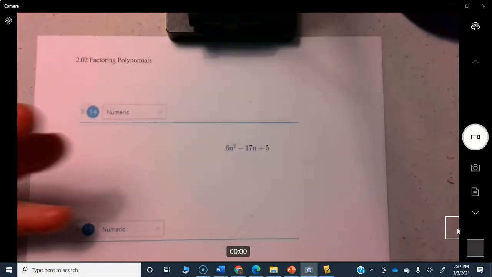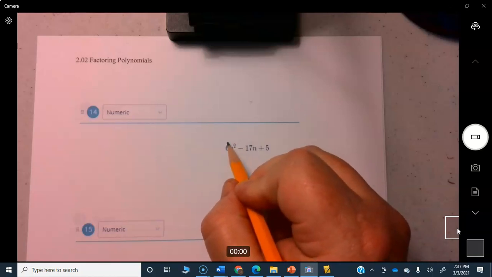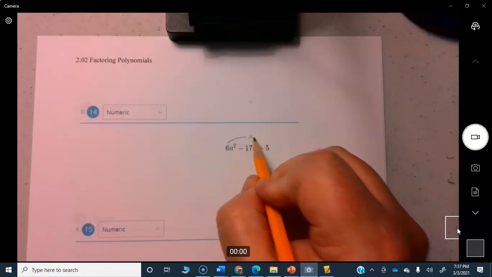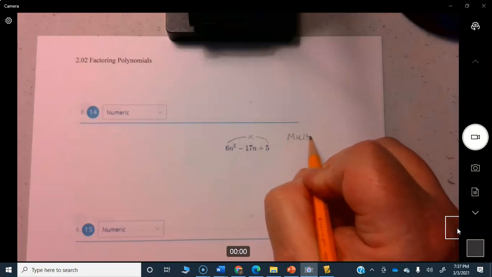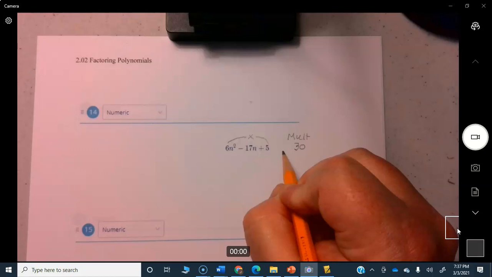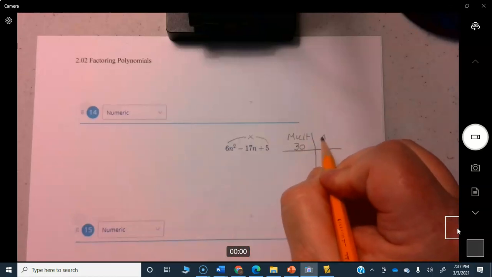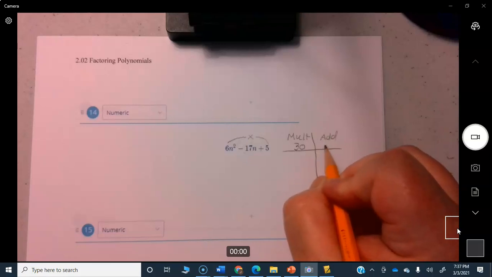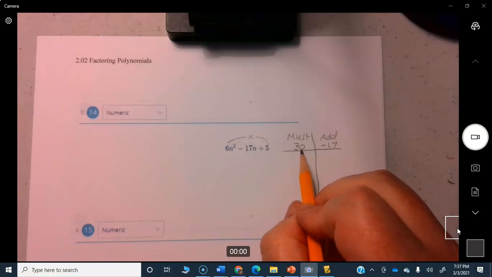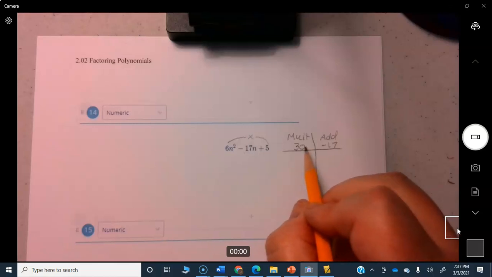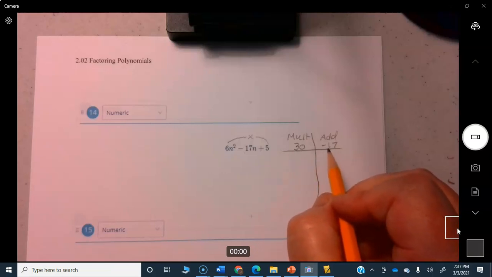Here's another one, same thing. I'm going to do it kind of quick here, just to show you homework doesn't have to take you a long time. So it's 6 times 5, so you're going to have to multiply to 30, and you're going to have to add to negative 17. They both have to be positive or they both have to be negative to multiply to a positive number. Since they add to a negative number, that means they both have to be negative.